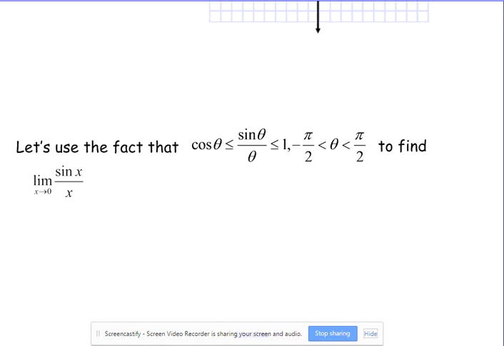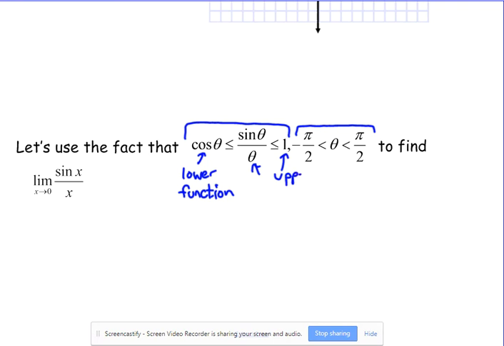Now, we just talked about it a couple days ago. You should know that it's 1. You need to memorize that. But let's use the squeeze theorem to prove it, okay? So let's use the fact that they go ahead and set up, they tell us that the first condition is true. Cosine of x, that's our lower function, is less than or equal to sine of theta over theta. That is the function in question, is less than or equal to 1. That's our upper function right there.